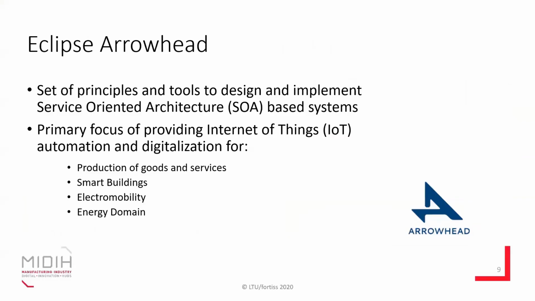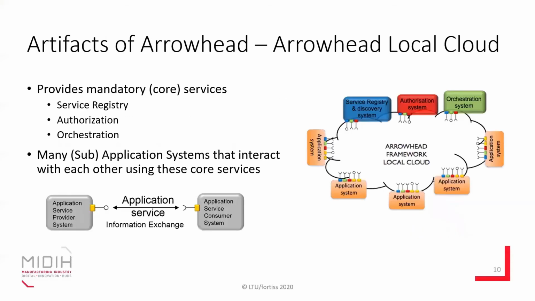Thank you, John. The Eclipse Arrowhead project began in 2003 and has been growing ever since. Today, Arrowhead refers to a set of principles and tools to design and implement service-oriented architecture-based systems, especially in the Internet of Things area. It focuses on many different areas, such as production of goods and services, smart buildings, electromobility, energy domain, etc. And how Arrowhead does this is by creating local clouds.